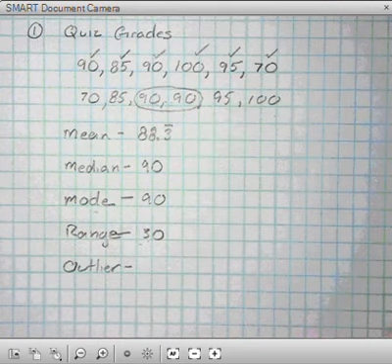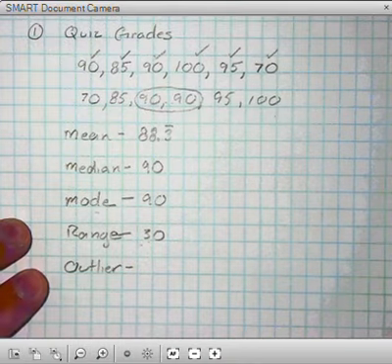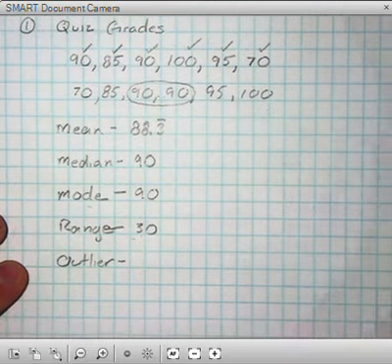Yes, ma'am? The mode is the number that occurs the most often. So it's just whatever shows up the most. Yes, you can. Outlier, 70.